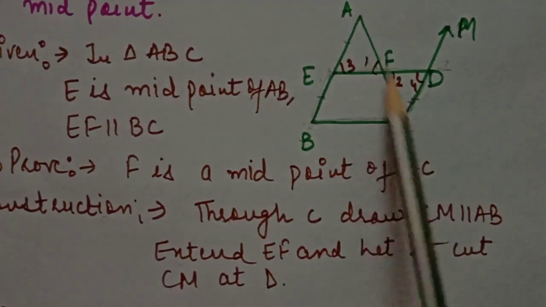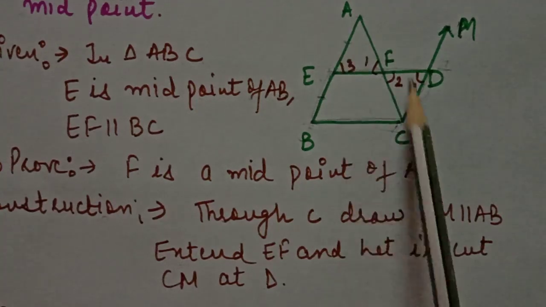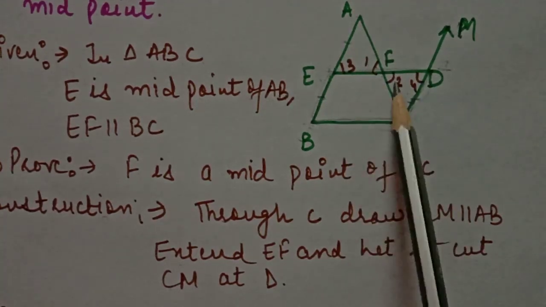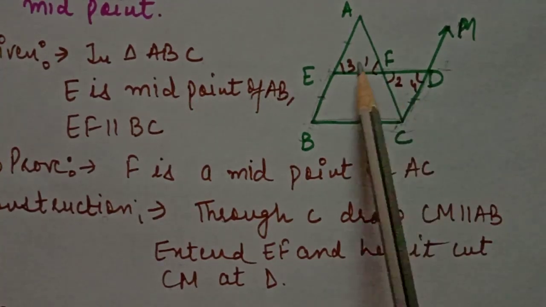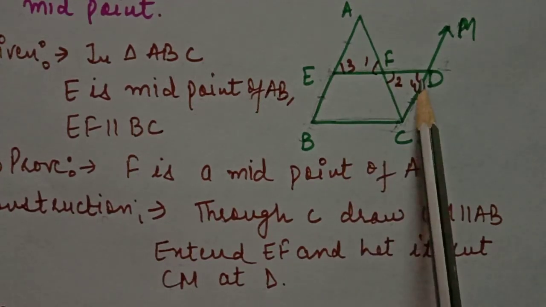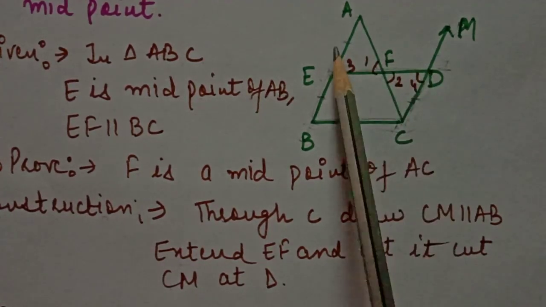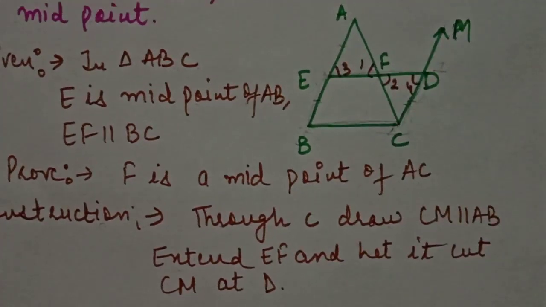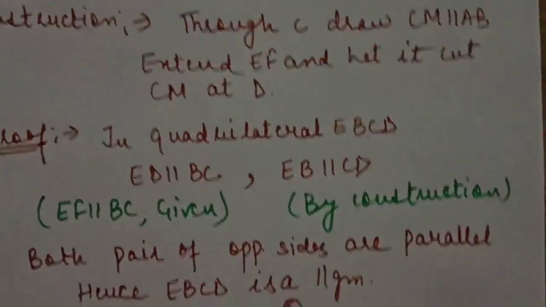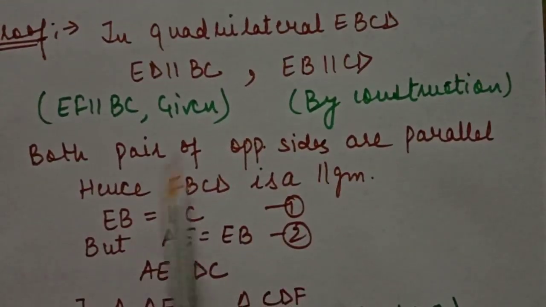Now we will go with the congruency of these two triangles. This is equal to this, proved above. Angle 1 is equal to angle 2, vertically opposite, and angle 3 is equal to angle 4, alternate interior angles, because these two sides are parallel by construction. So students, we will follow this complete procedure in written form.